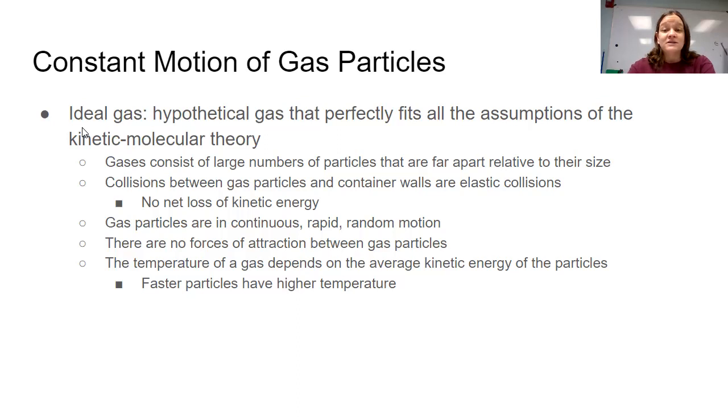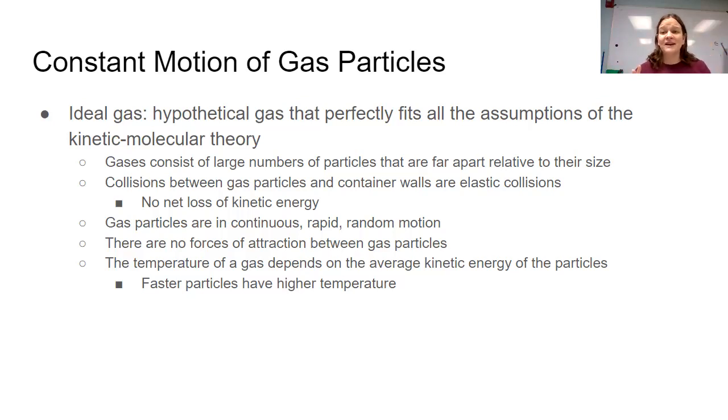Okay, so ideal gases are these hypothetical gases. They don't actually exist. They don't exist in nature, but they perfectly fit all of these assumptions of our theory. And there's 5 assumptions. Okay, so these 5 assumptions are that we have lots of particles. And in a gas, those particles are each very far apart compared to their size. Okay, so because these particles are very small, we might not really think of them as being far apart, but compared to their size, they are very far apart.